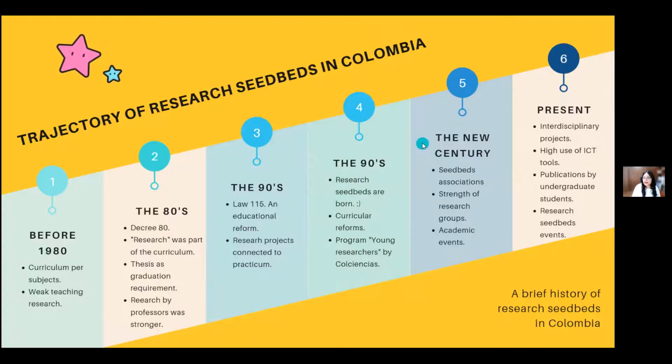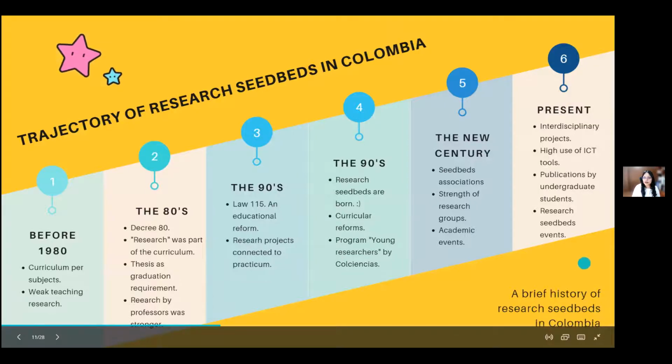And there is a lot of motivation for young researchers to be part of the call for proposals that they have in there. The new century, well, seedbeds associations. We have in here something that is called Red Colombiana de Semilleros de Investigación, that is like a special network for seedbeds. Also there is more strength on research groups and academic events. And at present, we have interdisciplinary projects, high use of ICT tools, publications by undergraduate students. It's something that I want to highlight a lot, because in the past it wasn't possible to think of undergraduate students having publications, impossible, but nowadays it is, although it is very hard, but it is possible. And research seedbed events organized by the seedbeds per se. So this is a very brief history of research seedbeds in Colombia.